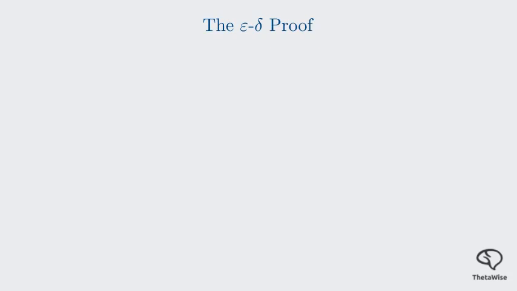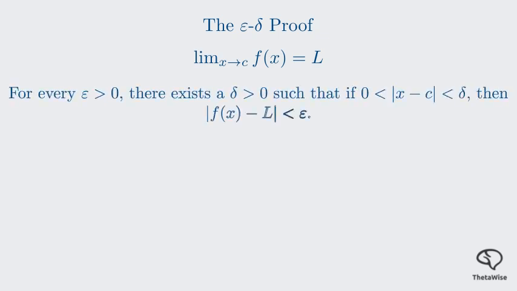This is a cornerstone of analysis. It might look intimidating at first, but it's built on a very intuitive idea. When we say that the limit of f of x as x approaches c is L, we mean that we can make the function's values, f of x, as close as we want to L. The epsilon-delta definition makes this statement precise. Here's how it goes. For any positive number epsilon, no matter how small, there exists a positive number delta such that if the distance between x and c is less than delta, and not 0, then the distance between f of x and L is less than epsilon.